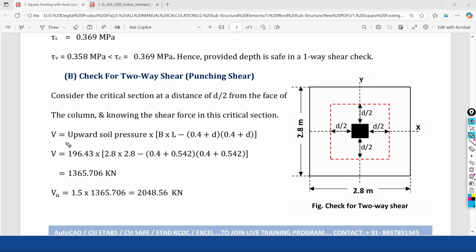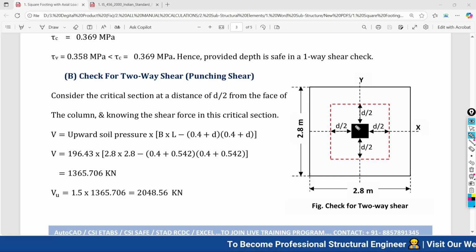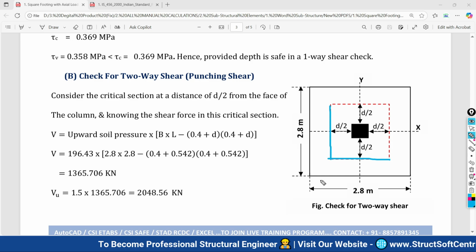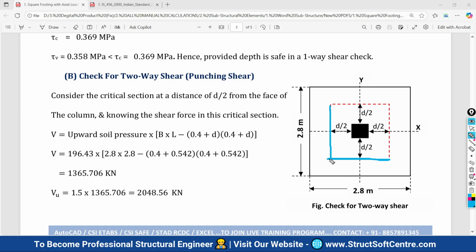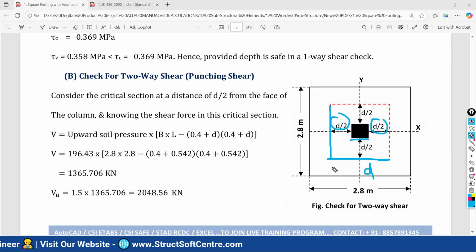So V is equal to the upward soil pressure multiplied by the total area minus this shaded area. How do you get this shaded area? This length and this length you have to multiply. How will you get this value? d by 2 on each side, so it becomes d plus this side of the column.